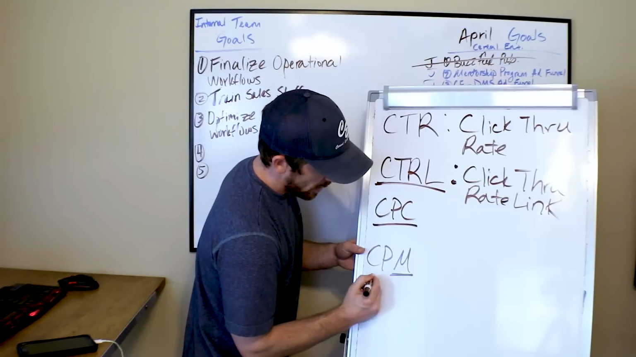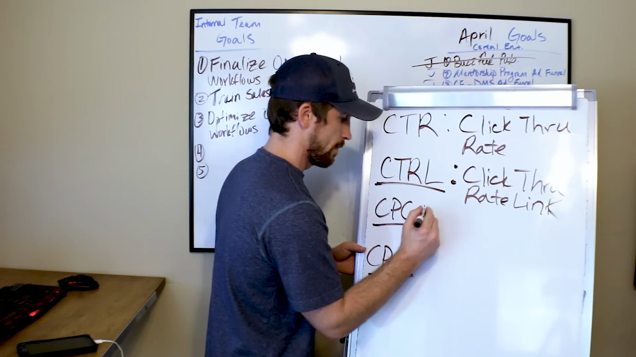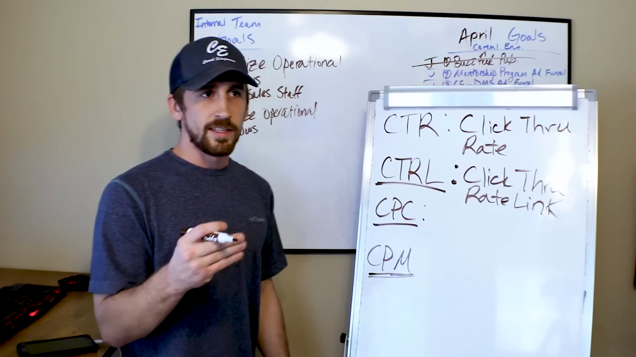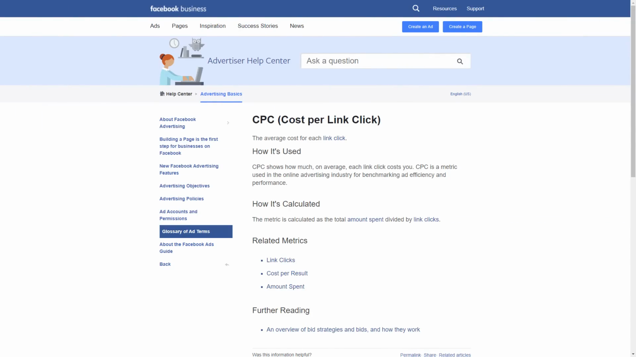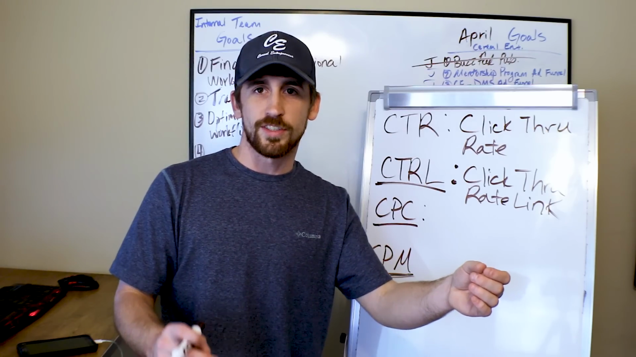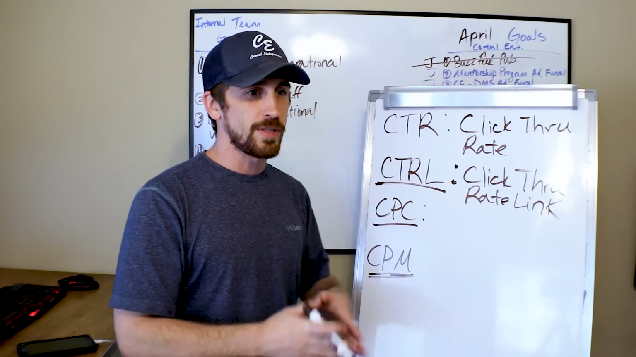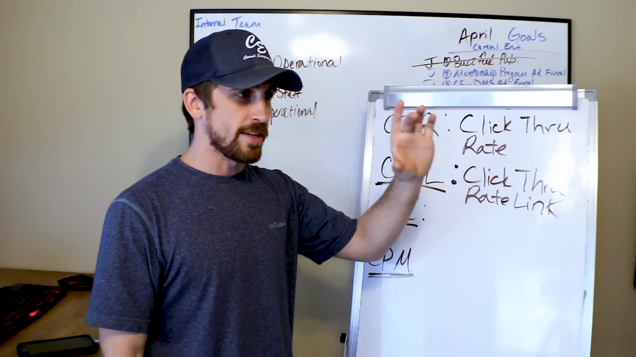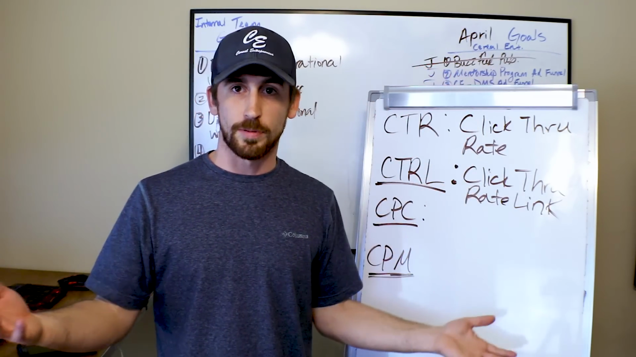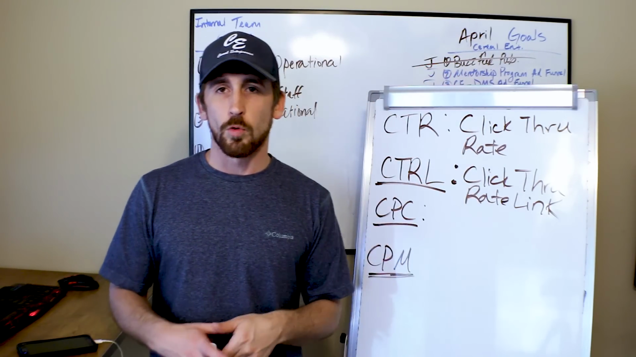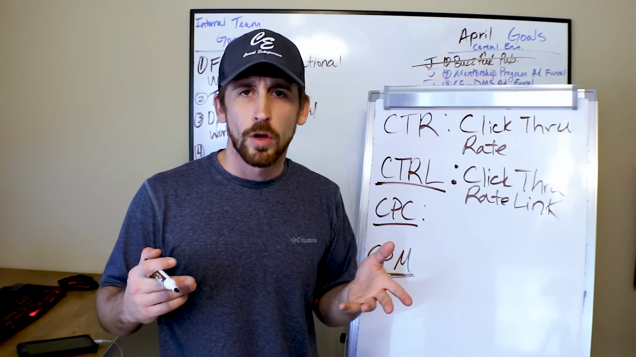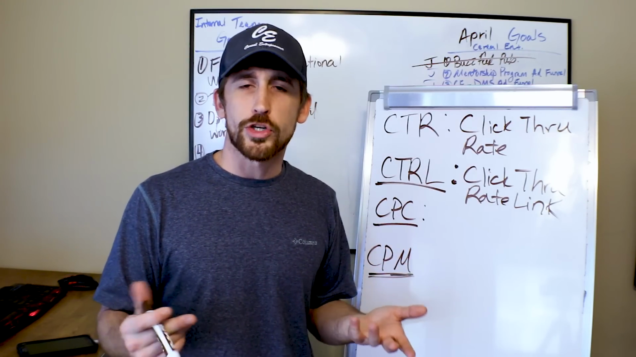So CPC and CPM, cost per click. The cost per click is exactly that. It's cost per click. How many times are people clicking on it versus how much it costs you to run that campaign. So if it costs you $10 to run the campaign and you're getting 10 clicks, you have a $1 cost per click. People ask me all the time, what's a good cost per click value? How much should it be?